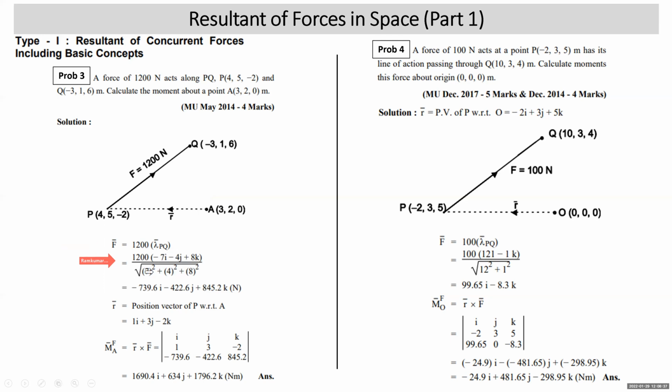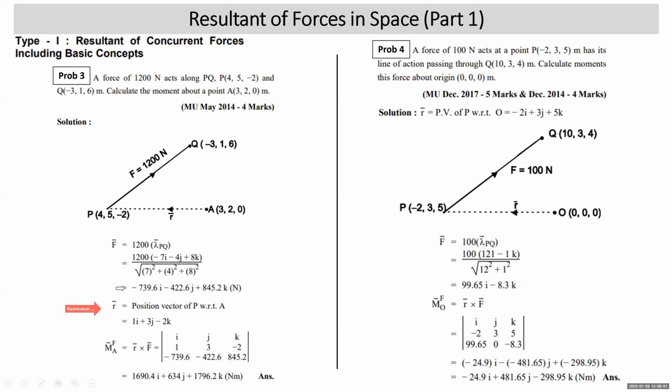Lambda PQ is what? Vector PQ divided by its mod. So 1200 into, first we write in the numerator vector PQ. PQ means Q minus P: minus 3 minus 4, minus 7 I; 1 minus 5, minus 4 J; 6 minus minus 2, 8 K. Divided by the square root of, that is the mod of PQ, square root of 7 square plus 4 square plus 8 square. You get the force in vector form.